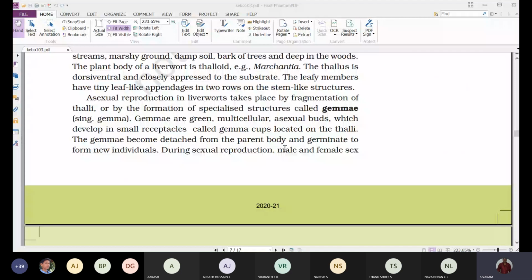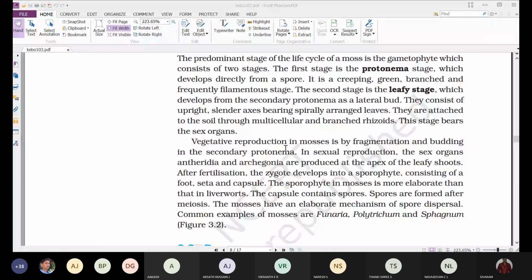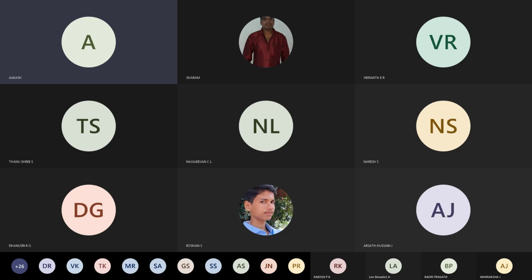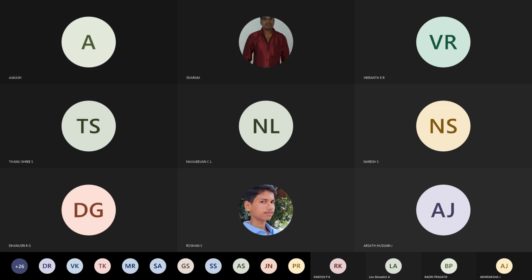Okay, does anybody have any doubt regarding the mosses? Can you once again recollect about the mosses, sir? Yes.